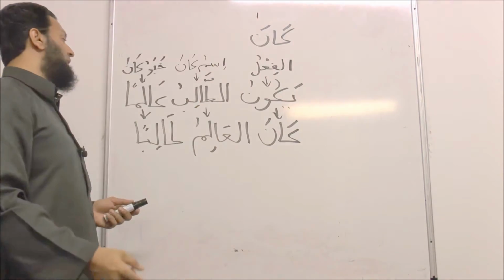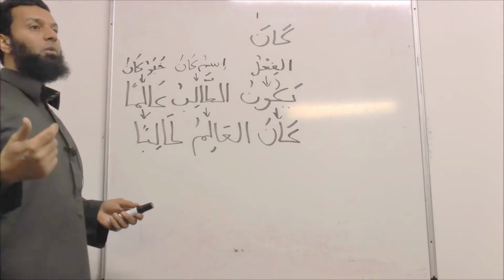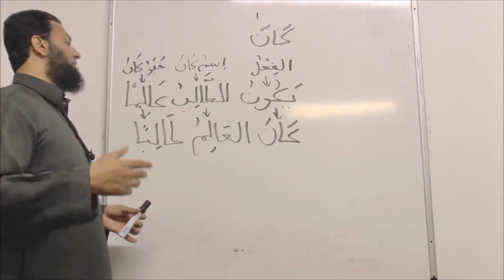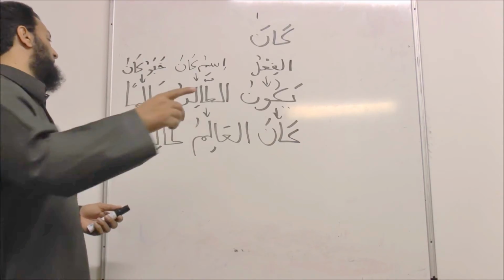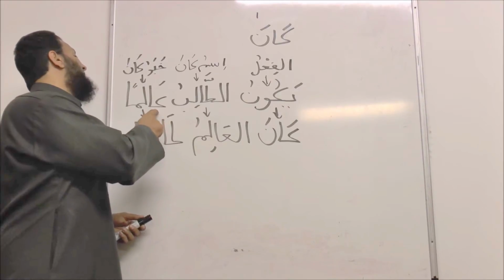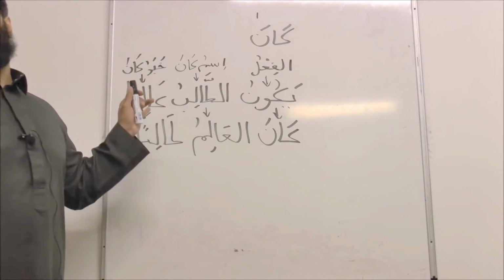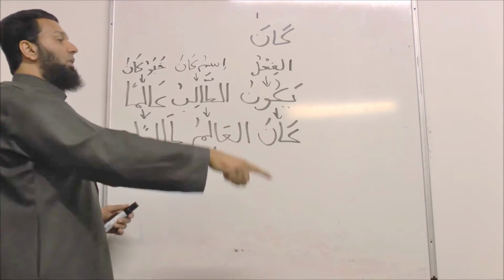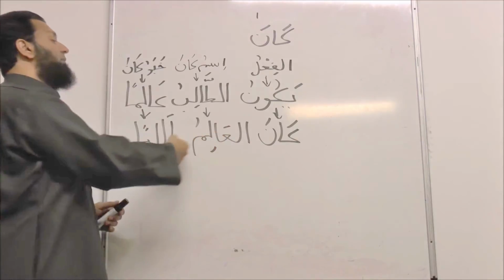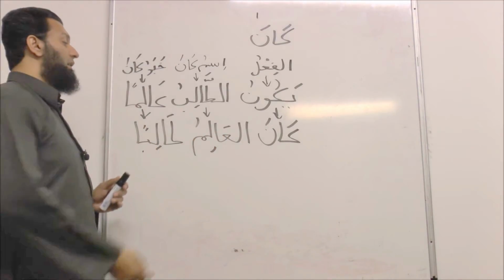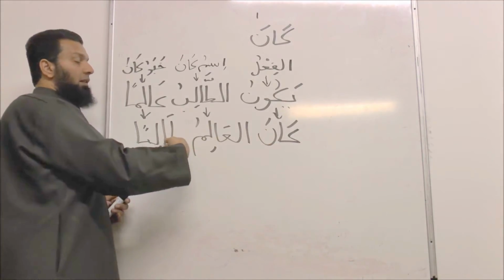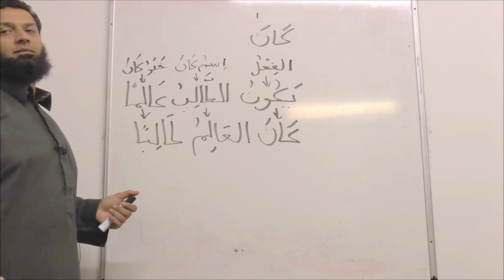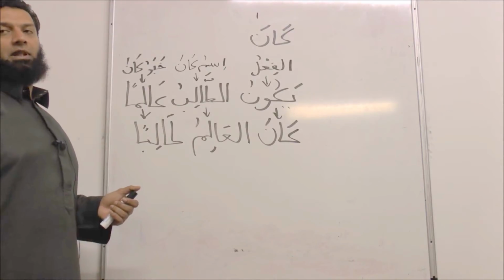At-talibu yakunu aliman. So at-talibu, who continues to study and is diligent in his studies, will eventually, bi'idhnillahi ta'ala, become aliman, a scholar. And if we were talking about an alimu, the scholar, we would say Kaana al-alimu taliban, right? The alim was a student. Clear?